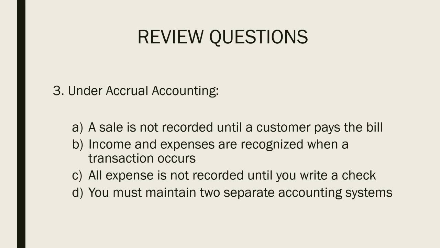Okay. Number 3, under the accrual accounting, is it B? Let me see. Income and/or expenses are recognized when a transaction occurs. Right? Anybody else? Yes, Brian, that is true.